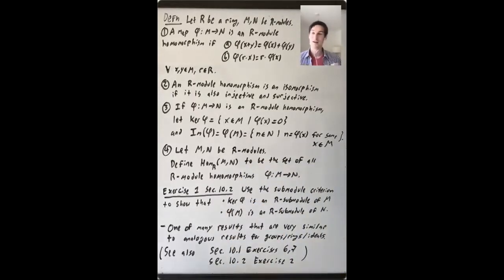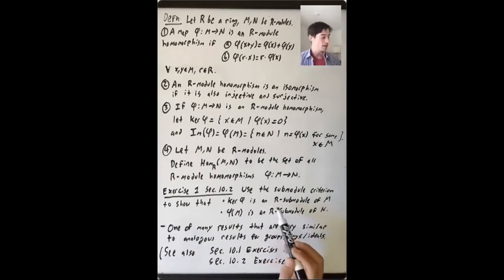All right, so exercise 1 in section 10.2 says that you can use the submodule criterion to show that the kernel of phi is an R submodule of M, and the image of phi is an R submodule of N. So you really should do this exercise. For one thing, it's a nice application of the submodule criterion that we proved at the beginning of this lecture. But how does this argument go? Well, what do you need in order to be an R submodule? You need to be a subgroup. And we know that the kernel is a subgroup of M, and that the image is a subgroup of N.